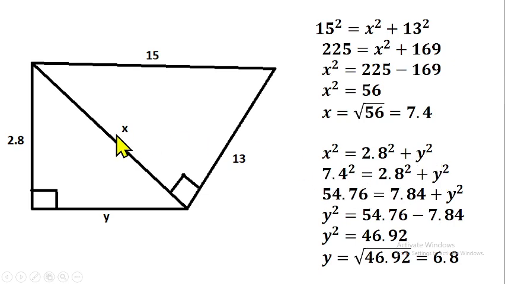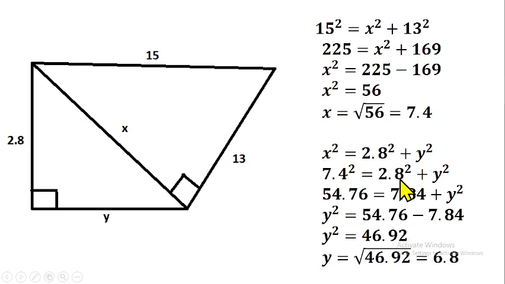Are we there? But we already know our x to be 7.4, so that means you have 7.4 squared equals 2.8 squared plus y squared. 7.4 squared will give us 54.76. Then from there, 54.76 equals 2.8 squared, which will give us 7.84, plus y squared.